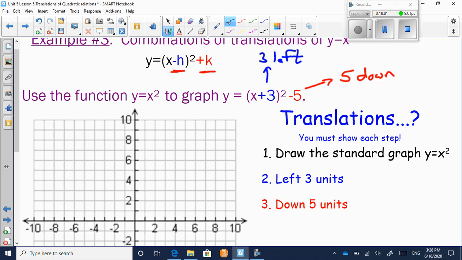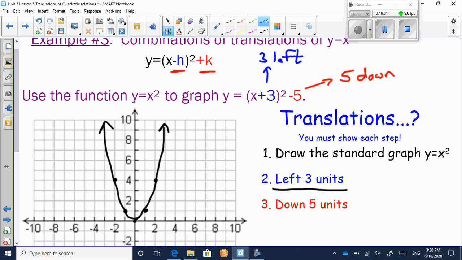Okay, so let's try this. It says draw the standard graph. So here we go. I'm going to draw my bread and butter one. 0, 0, 1, 1, 2, 4, negative 1, 1, negative 2, 4. So there it is. That's my bread and butter parabola. That's my standard.